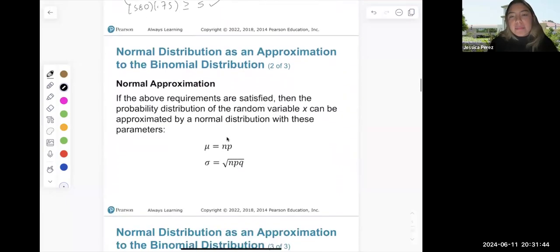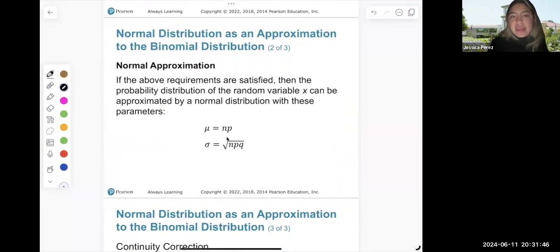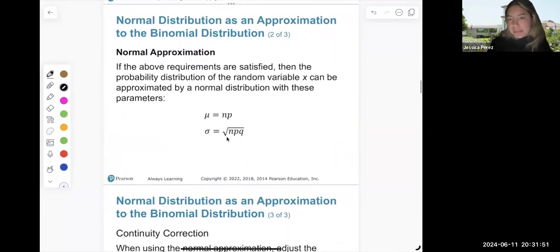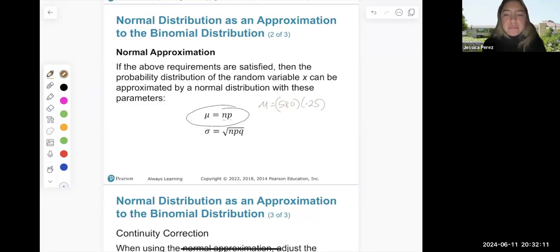If the above requirements are satisfied, then the probability distribution of a random variable can be approximated. So to find the mean, we need to know n times p. So n is 580, so mu is going to be 580 times 0.25. Let's find what that is. 0.25 times 580 is 145. That's going to be the mean.